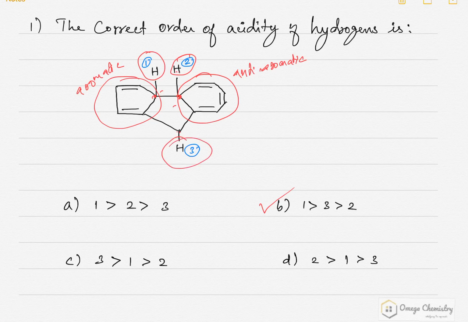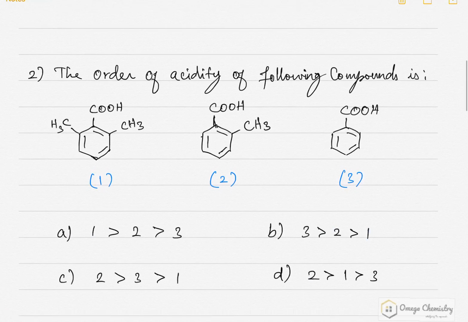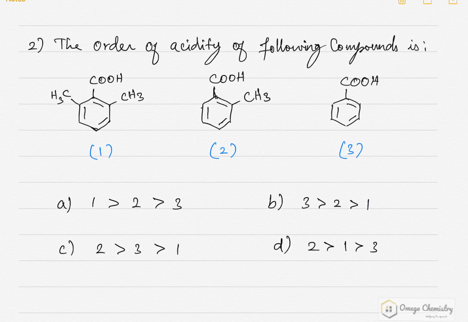If this hydrogen is lost, that makes no big difference. That's why it is moderately acidic. So that's why option B is the right answer. The order of acidity of the following compounds is, the right answer is A.